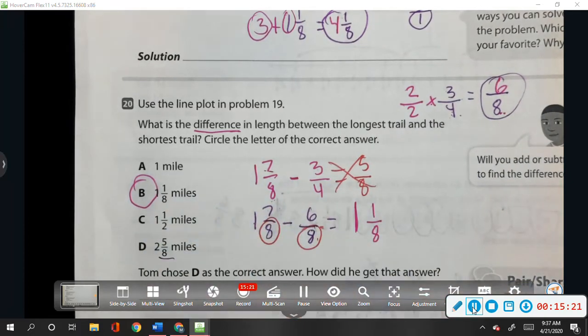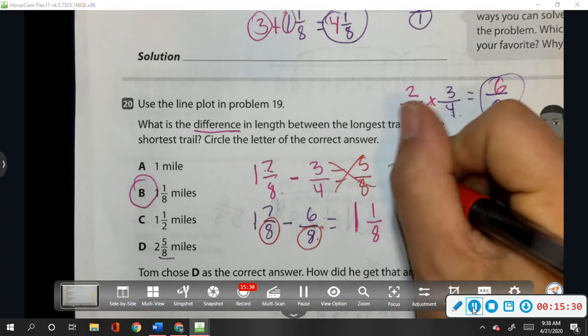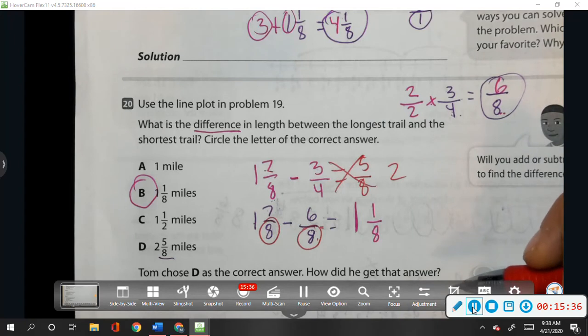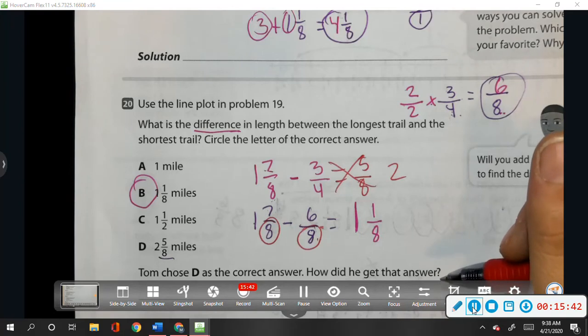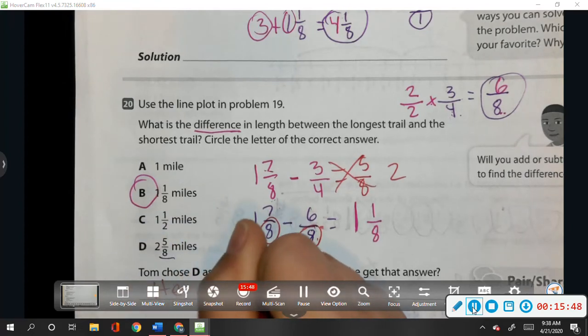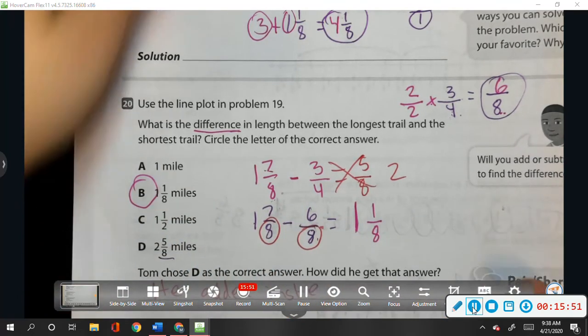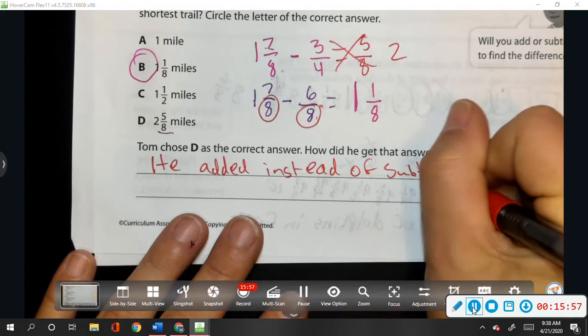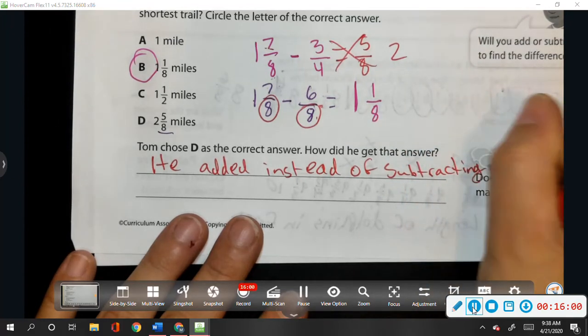So, did he add? Oh, and he got a 2. So, not only did he not change the denominator, he added instead of subtracting. Silly. That was a silly mistake to make.